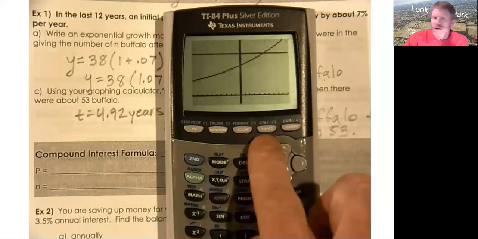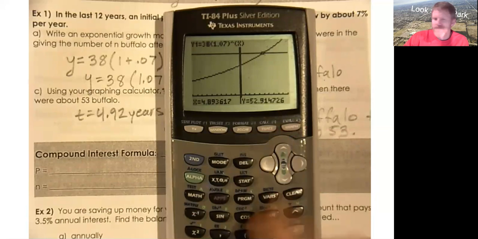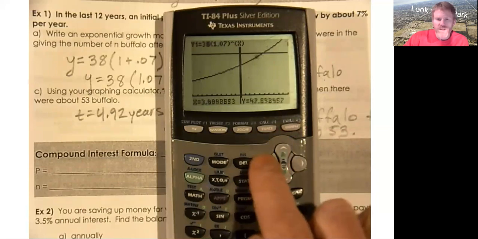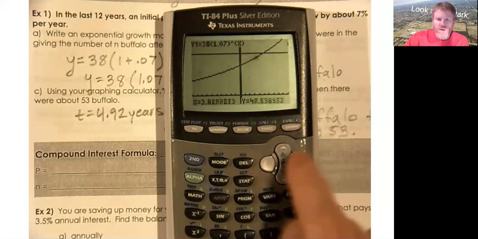If you use the trace button, you can trace along there, but if you notice, you'll never get 4.92.